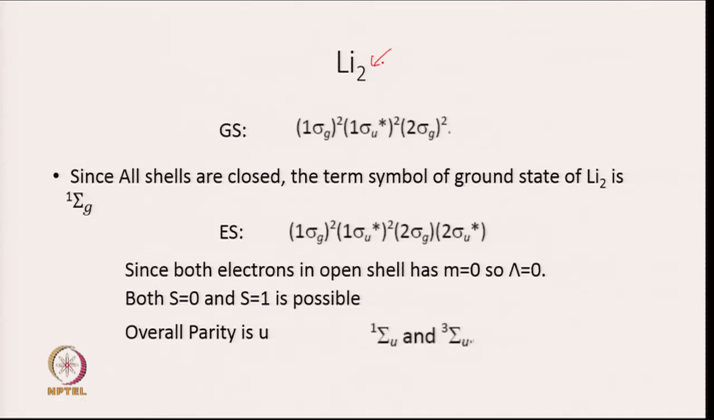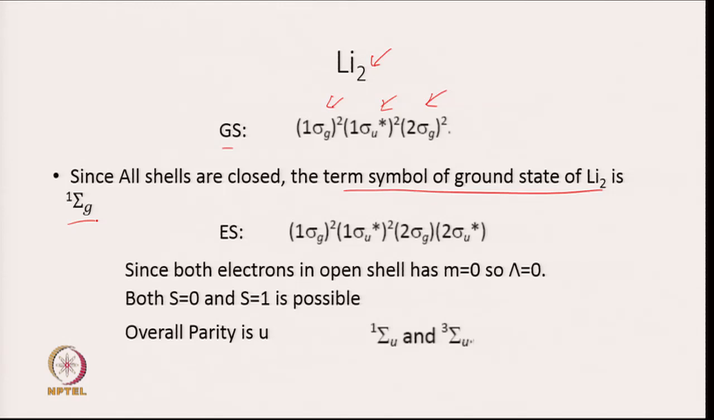For example, lithium 2. In the ground state there are 2 electrons in sigma g, 2 electrons in sigma u and 2 electrons in 2 sigma g. So all shells are closed. So the term symbol of the ground state of lithium 2 is 1 sigma g.